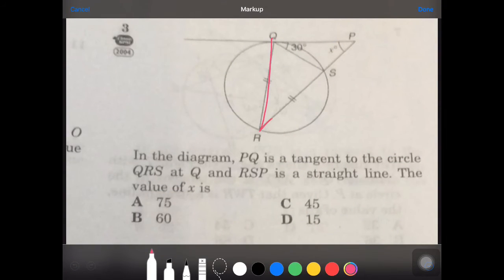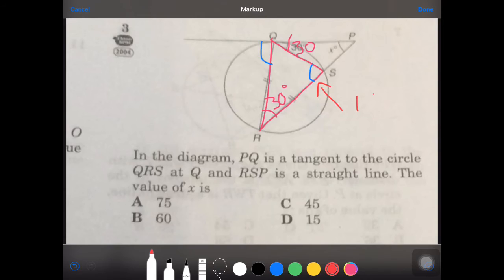This is example number 3. Okay, you have a triangle. Remember when you have a tangent, the inside and opposite angles will be the same. So if that is 30 degrees, you go inside and opposite, so that will be 30 degrees as well. So that is the first thing. Alright, you have two sides of equal length, so that means the two angles will be the same size.